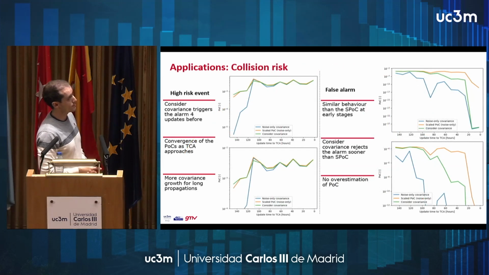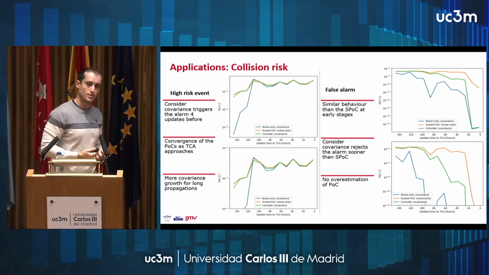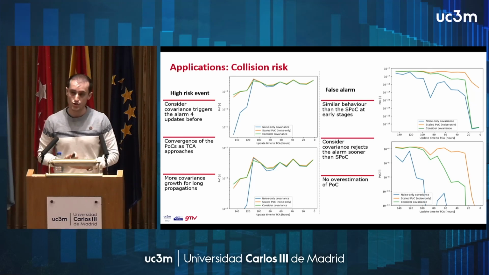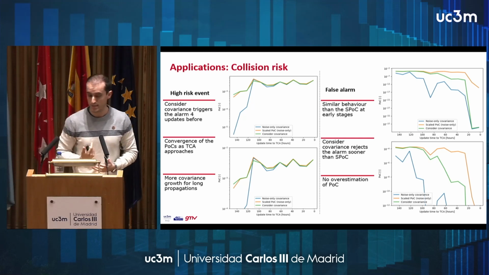Another important application that we worked on last year is the collision risk. So one of the most important products that we have in space debris is to produce collision risk estimates. And for that, the covariance matrix is one of the most important physical quantities.